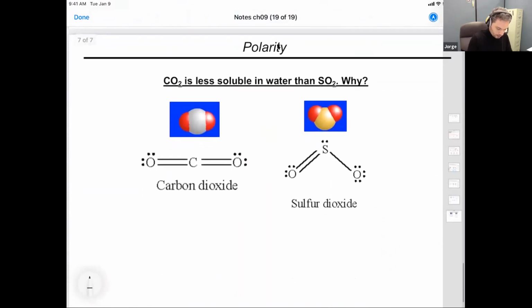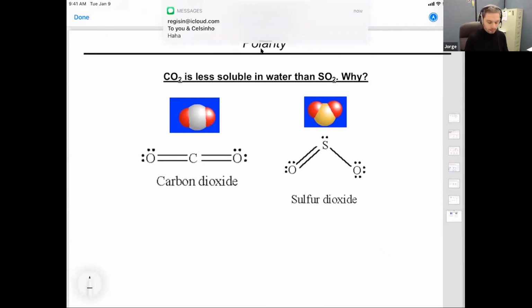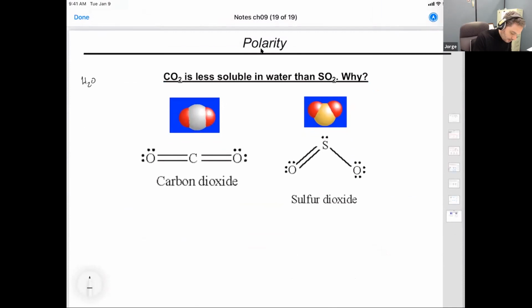Okay, so now that we are capable of drawing any molecular geometry, let's talk about polarity. We know that CO2 is less soluble in water than SO2. What's the reason for that? For water, we know that this is a polar compound. Therefore, it will have preference to solubilize polar compounds instead of non-polar compounds.